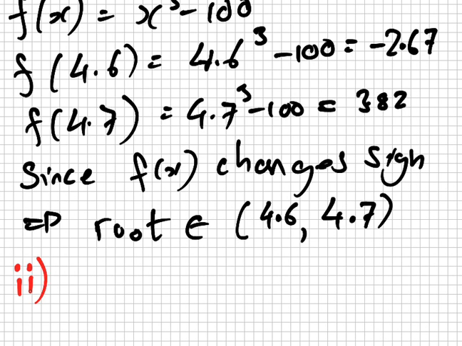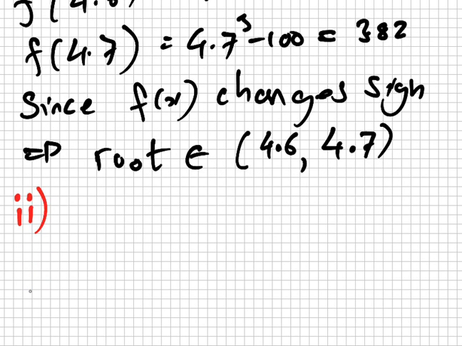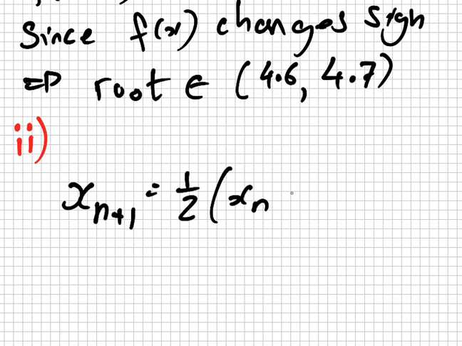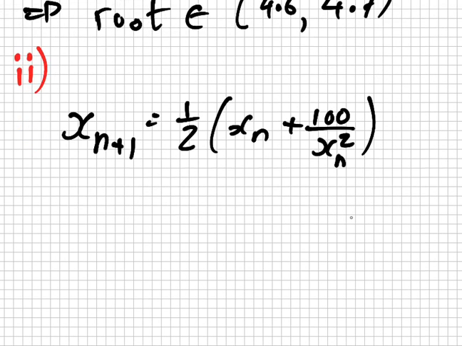Okay, the next part is they want you to use the Newton-Raphson formula here. But what's great is you don't even need to work out the formula. In this question, they actually give it to you. They say x_(n+1) equals a half x_n plus 100 divided by x_n squared. This is just like recursive sequences you did in semester 1. They tell you where to start. They say start with x_0 equals 4.6.